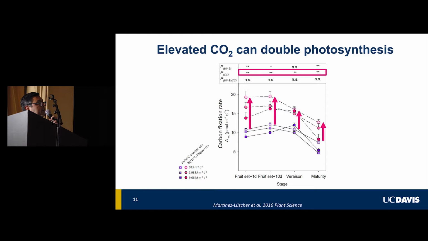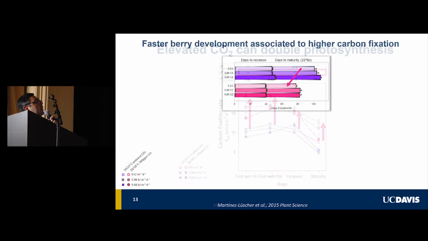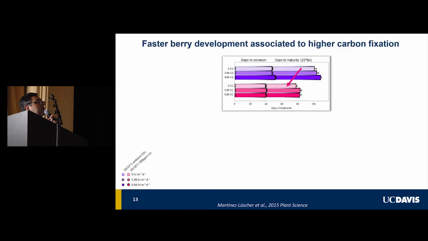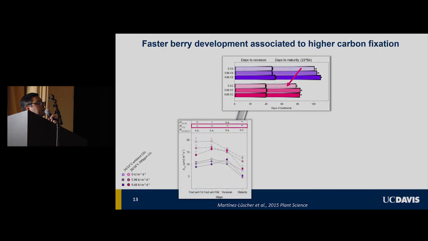What the elevated carbon dioxide is doing is upregulating photosynthesis very readily. We're going from about 10 micromoles of carbon assimilated to essentially doubling the amount of photosynthesis, which puts solutes back into the berry, because photosynthates have to go somewhere. You end up with a faster berry development that is associated with a higher carbon fixation. Days to veraison, days to maturity to roughly about 22 Brix is changing very rapidly.